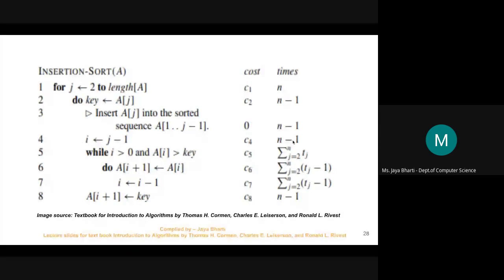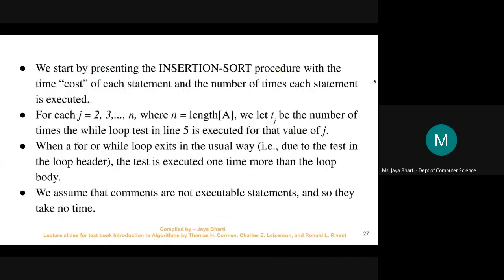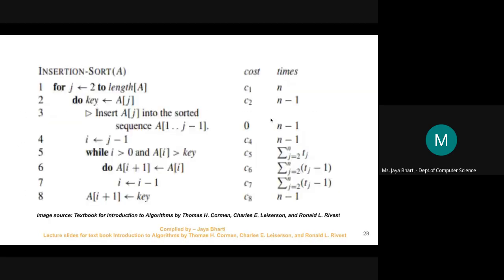Then the while loop. For the while loop, what did we use? We have used tj. tj is the number of times the while loop test in line 5 is executed, including the plus 1 time. So if line 5 has executed tj times, meaning including the plus 1, then the remaining lines will execute tj minus 1 times, because tj includes the plus 1 also. Understood now?